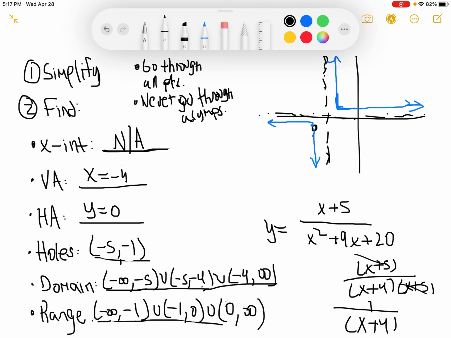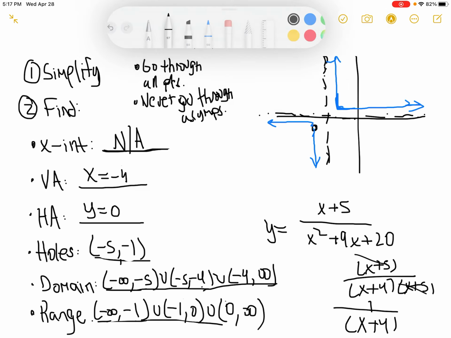So that is how you graph rational functions. It's not as cut and dried as the other ones, but you basically just need to follow these rules and these steps.